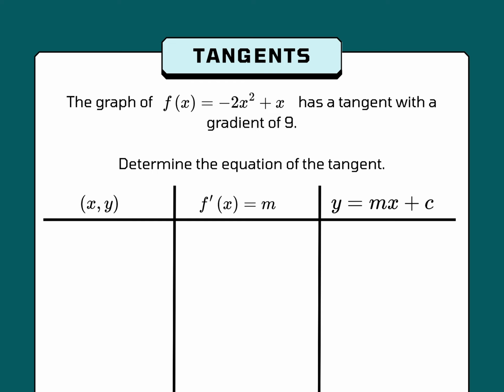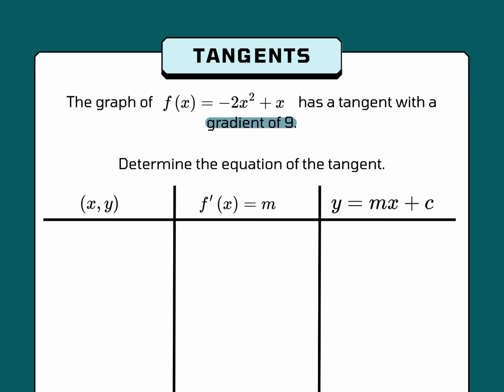All right. So they say here, for example, that the graph of negative 2x squared plus x has been given, okay, with a tangent with a gradient of 9. Now, you've been provided with the gradient, meaning that you will be starting in the second column. The first column is for your coordinate, the second column is the gradient, and the third column is the equation of the tangent, which is usually your final answer.